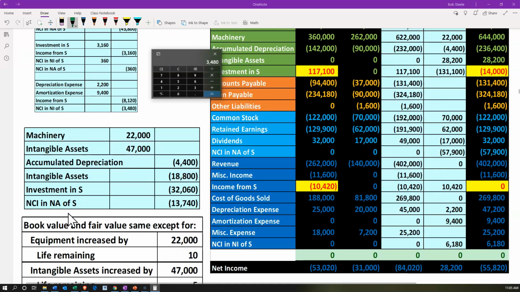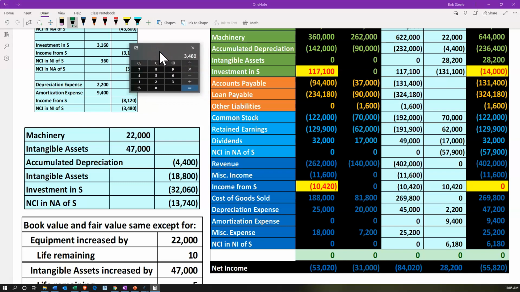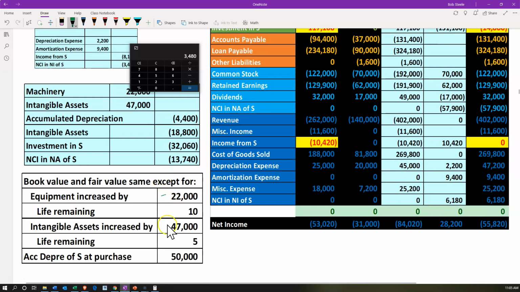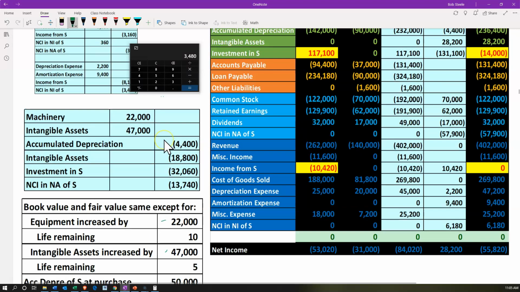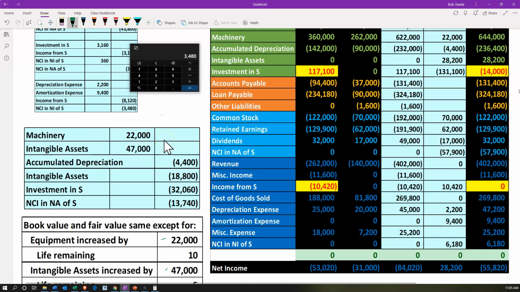Here's the new thing that we're going to be working on. So now we're going to be putting the property, plant, and equipment on the books, right? So we had, once again, this 22 and this 47. So that went on the books. That happened 2 years ago when the sale took place. It was higher by 22 and 47, which we want to reflect in our consolidation.